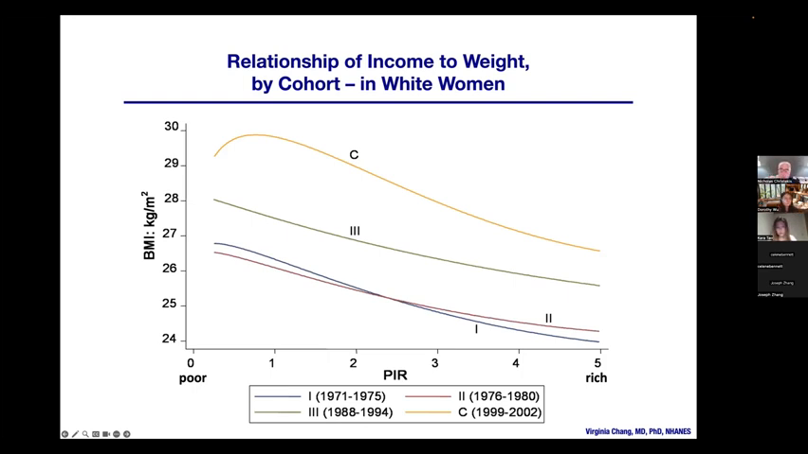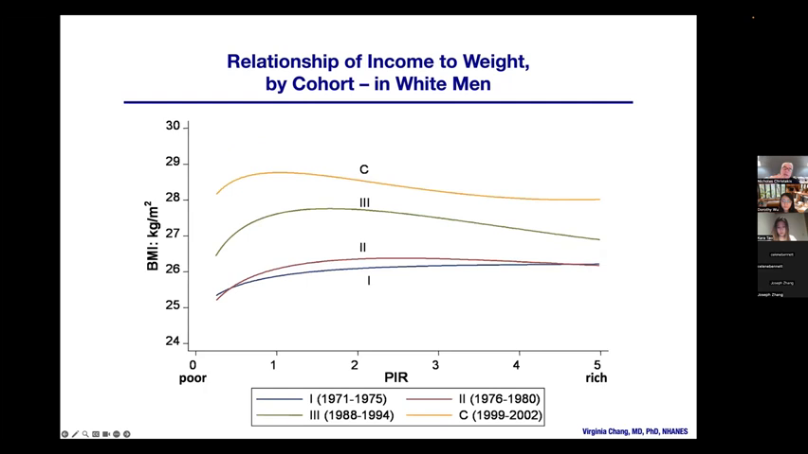This slide shows just the relationship in white women. And a big leap appears to have occurred during the 1980s. And this is another way to appreciate that we are in the midst of an epidemic that's affecting all sectors of our society, men and women, black and white, rich and poor. Everyone is getting heavier across all parts of the distribution, across multiple axes.